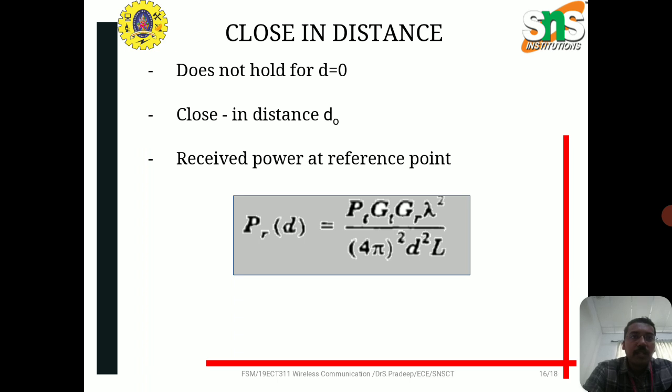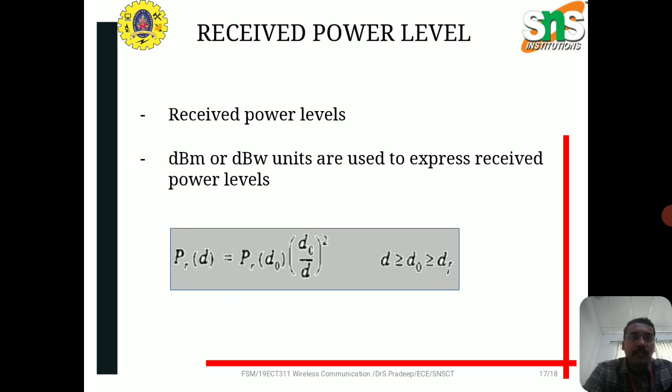The received power at a reference point is given by this equation: Pr(d) equals Pt Gt Gr lambda squared divided by 4 pi squared d squared into L. Received power level. The received power levels are expressed in dBm or dBW. These units are used to express received power levels. The received power level is given by Pr(d) equals Pr(d naught) into d naught by d, the whole squared.